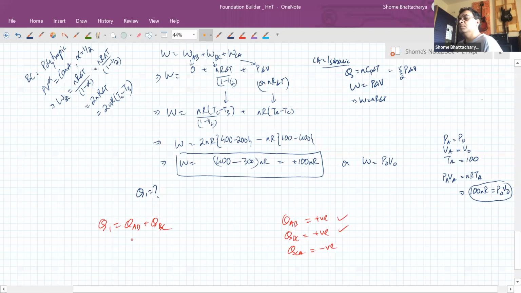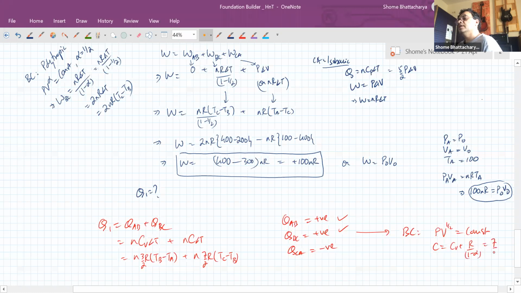So these two will come part of this. Okay? So QAB will be N CV delta T, QBC will be N C delta T. That is N 3 by 2 R into this temperature difference, and this will be N 7 by 2 R into this temperature difference. So we just understood that BC is a process where PV to the power half is constant. So C is equal to CV plus R upon 1 minus alpha. So from that we are getting it as 7 by 2 R. That's how we are getting this.